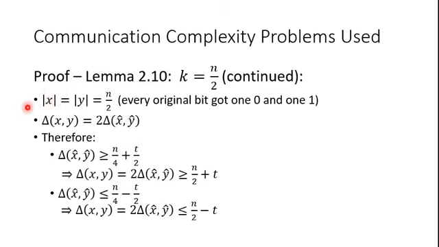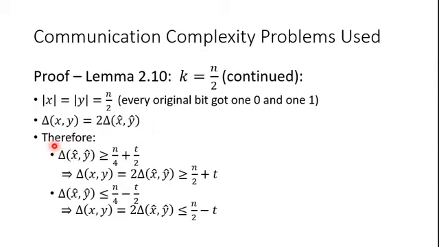So we can see that the Hamming weight of x equals the Hamming weight of y and equals n divided by 2, which is k. And this is because every original bit in x hat and y hat got 1 0 and 1 1. Okay, this is from the mapping that I explained in the previous slide. We can also see that the Hamming distance between x and y is twice the Hamming distance between x hat and y hat, and then again this is what I explained in the previous slide, again from the mapping.